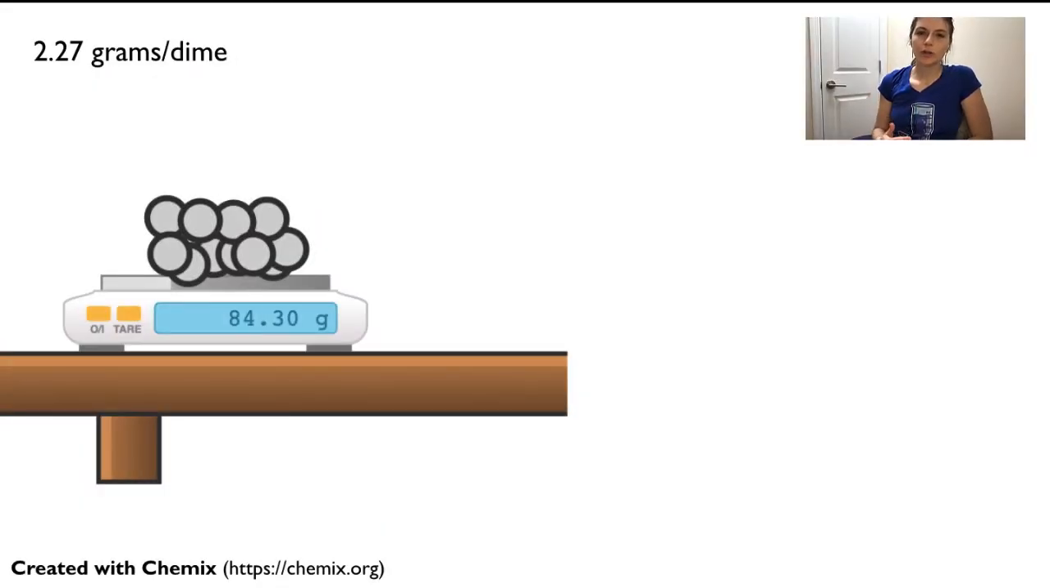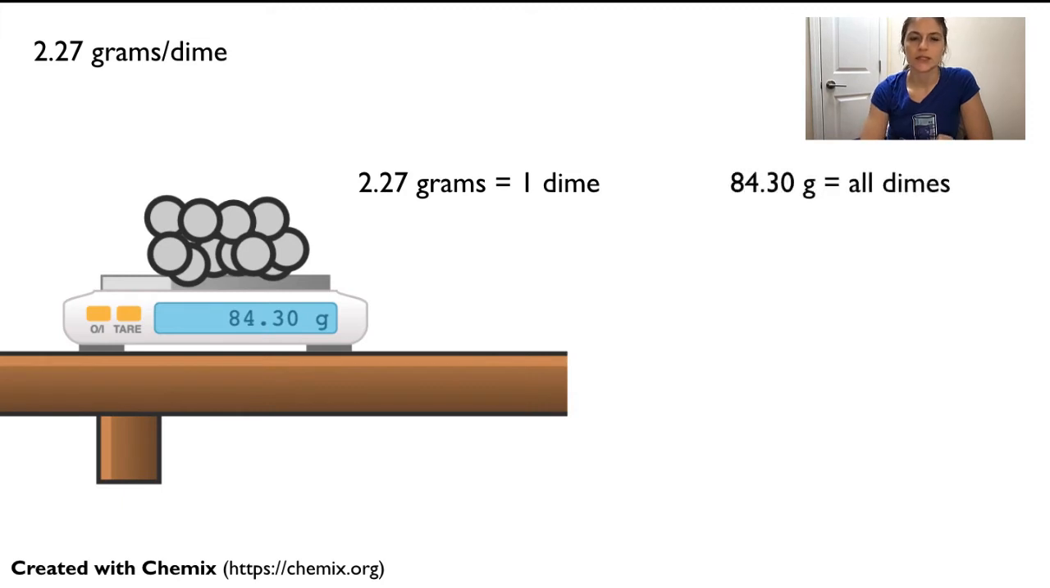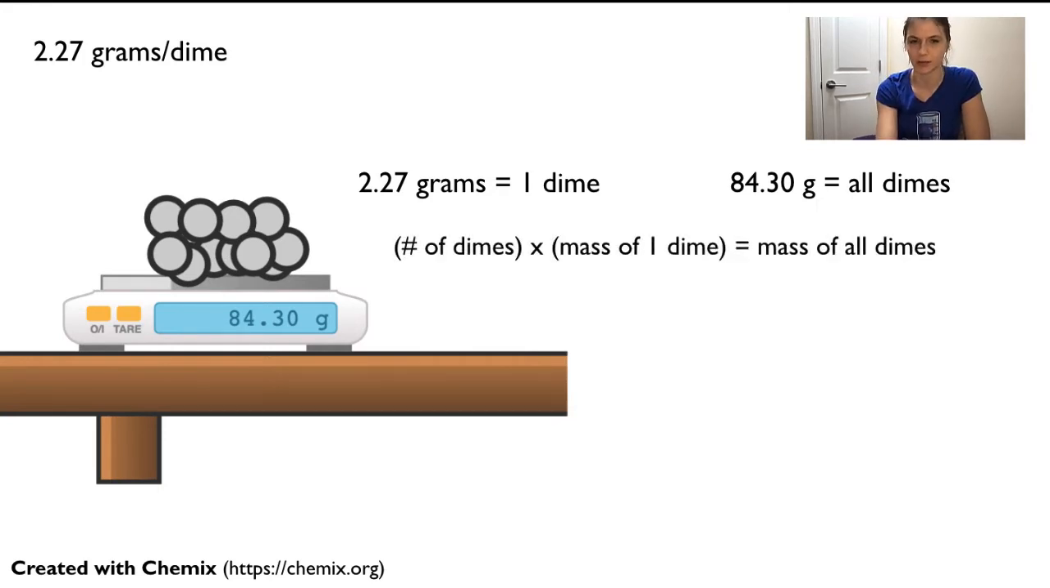So we have a total of 84.30 grams when we put all of our dimes on the balance. And we know that we have 2.27 grams for every 1 dime. We're going to use this information to see if we can work out how to solve for the number of dimes that we had, counting by weighing and doing a little bit of math instead of physically counting.